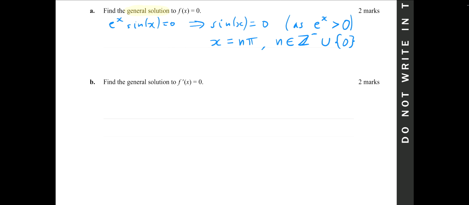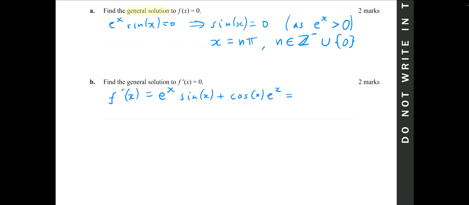Now, in part B, find the general solution to f dash x equals 0. So first things first, let's work out the derivative itself. That's going to be a good start. So the derivative f dash of x. Remember, f of x was this one right here, the product of e and sine. So therefore, we're going to use the product rule. So differentiate the first, e to the x differentiates to itself, multiplied by the second, plus differentiate the second, which is cos of x, multiplied by the first, which is e to the x.